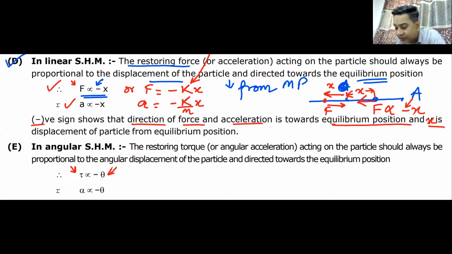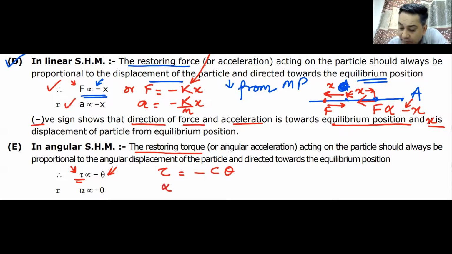In linear SHM, this force was known as restoring force. Here, this torque is known as restoring torque. Do we understand this? Yes, sir. So I can write this torque as minus c times theta, where c is known as the torque constant or the torsional constant. There it was k, force constant. Here it is torsional constant. Do we understand this? Yes, sir.